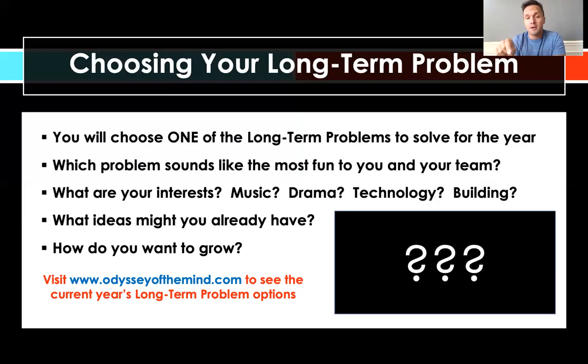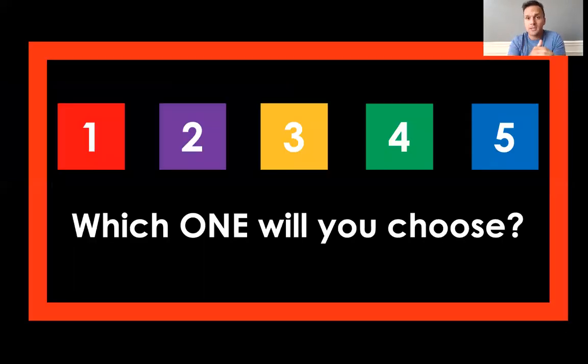And keep in mind, the problems coincide with the academic school year, right? So from about August to the following May when World Finals takes place, those are the problems for that particular year. Then around April of each year, there's a preview of the following academic year's problems. That's usually when the synopses come out. So there are your 5 options. Go to odysseyofthemind.com, have a look at them, and see which long-term problem you want to solve, right?